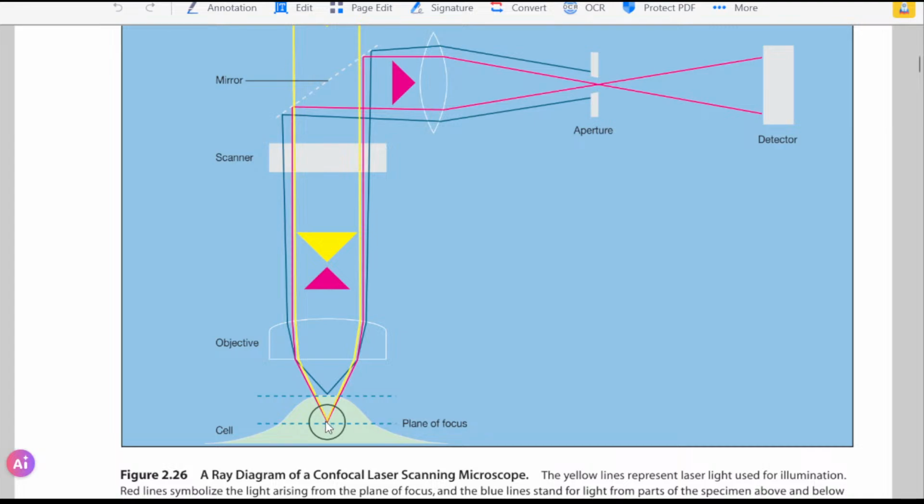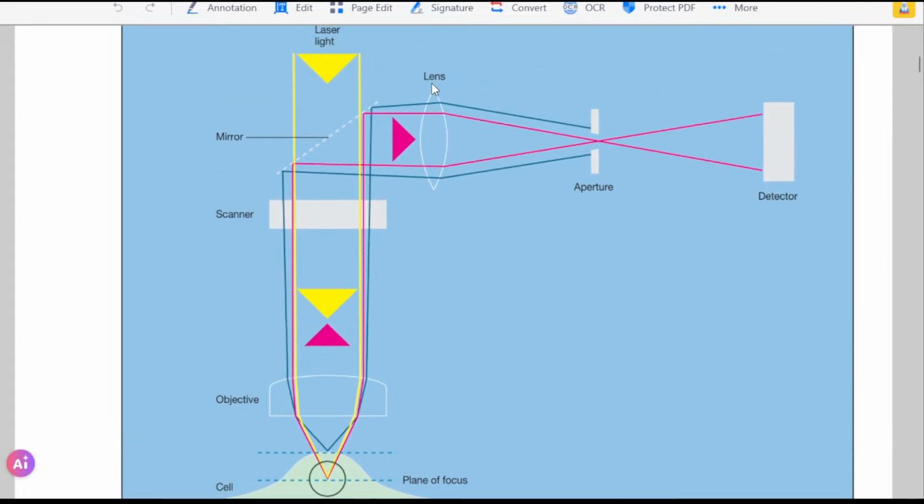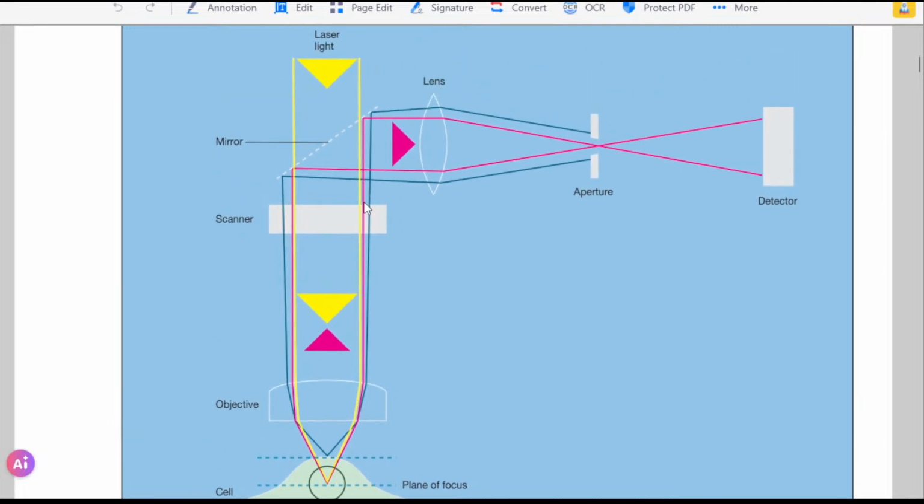But other than that, the light that comes from the upper area or the lower area of the plane of focus, we want to delete it. So when it goes through the objective lens, there is another lens here, right? There is a scanner, it scans which lights are the red lines, which are actually the lines that we want, and they come only from one plane of focus, right? Plane of focus means the only plane that we want to consider, right?